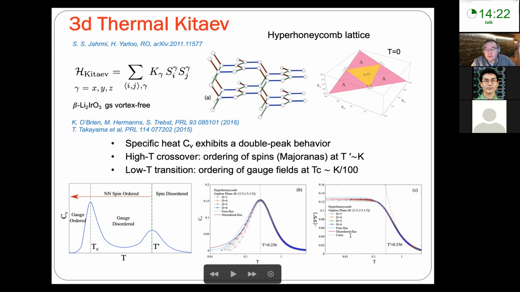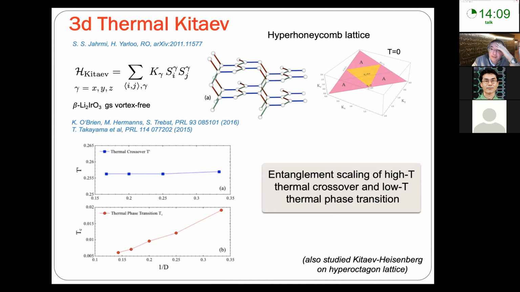One can also see other anomalies and things going on in other observables of the system. Here you have, for instance, the spin-spin correlator, but we also study entanglement entropies and so on, and we observe all the time the same type of behavior. Now, we did entanglement scaling of the position of the peak as a function of the bond dimension or the inverse of the bond dimension.